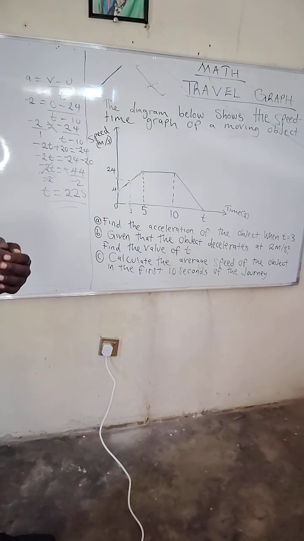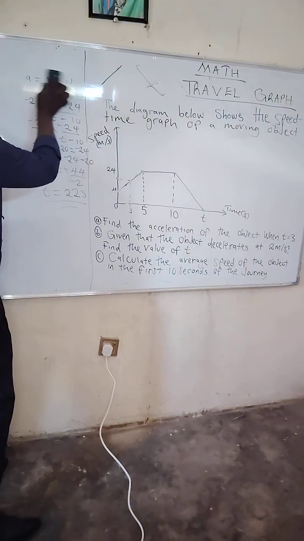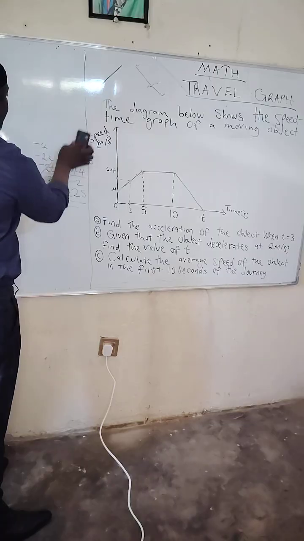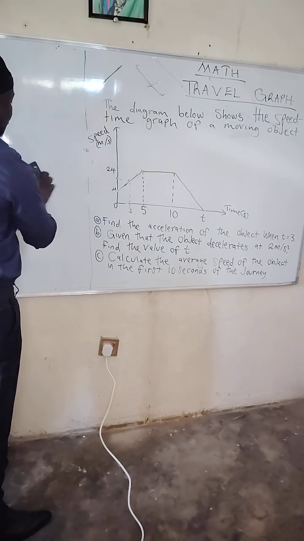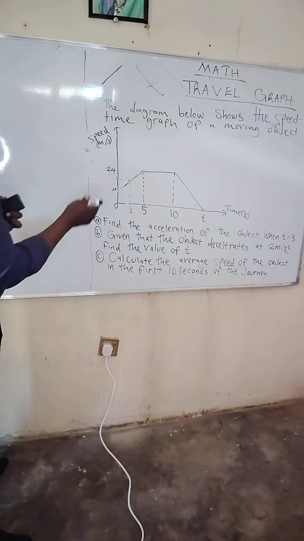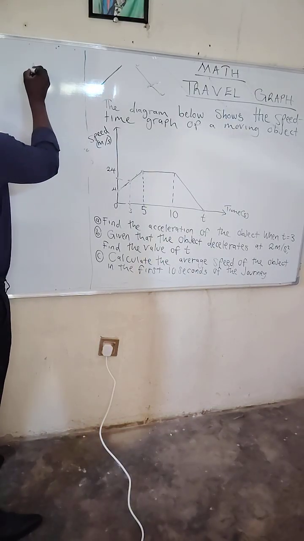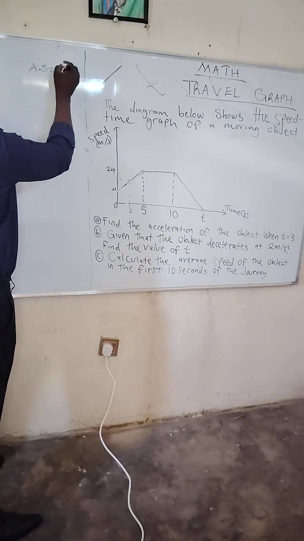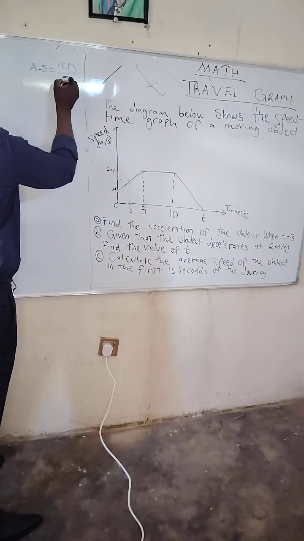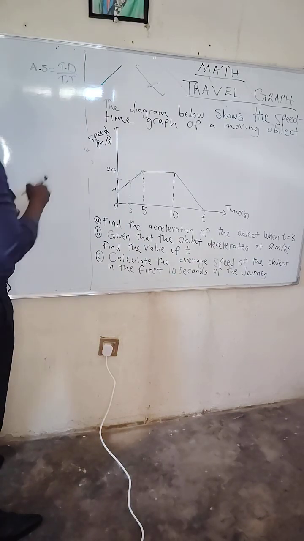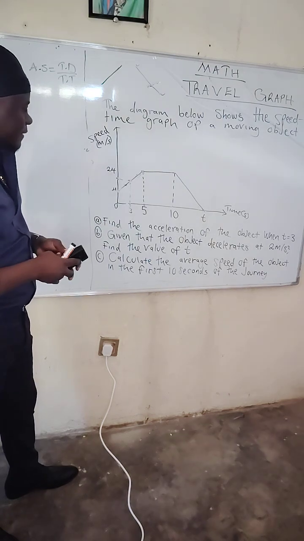The last one. Calculate the average speed of the object in the first 10 seconds of the journey. So we are calculating average speed. In the formula for average speed, you say average speed is equal to total distance over time taken.